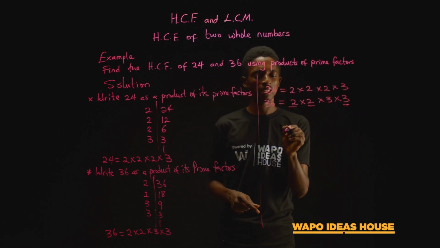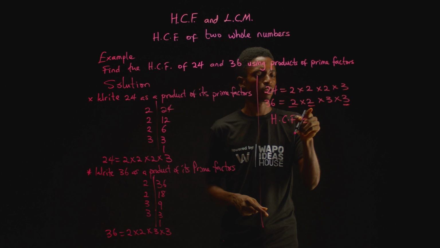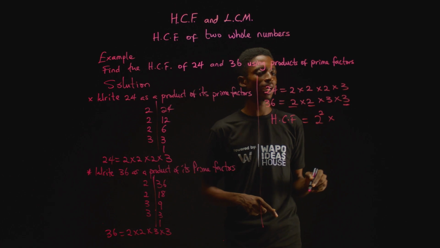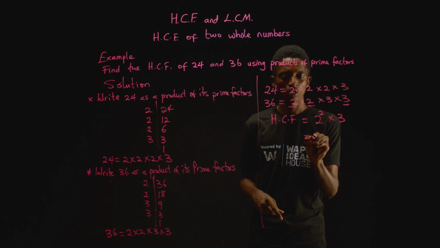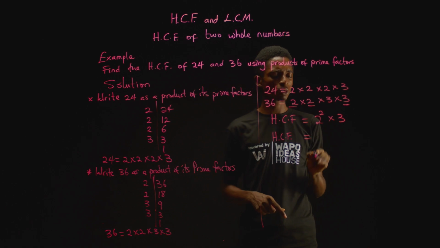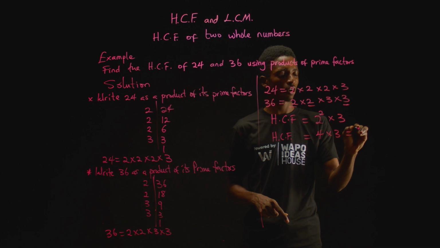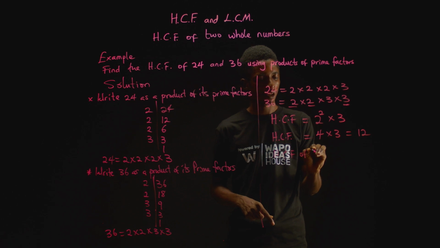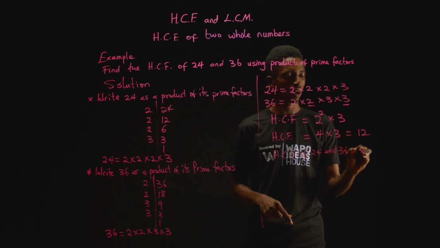So what they have in common, that is, our HCF, is 2, which appears twice, multiplied by 3. So our HCF becomes 2 raised to the power 2, which is 4, multiplied by 3, which would give us 12. That is, our HCF of 24 and 36 equals 12.